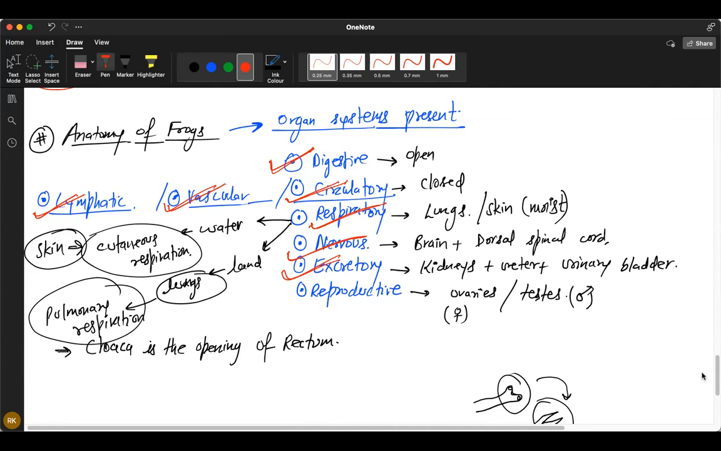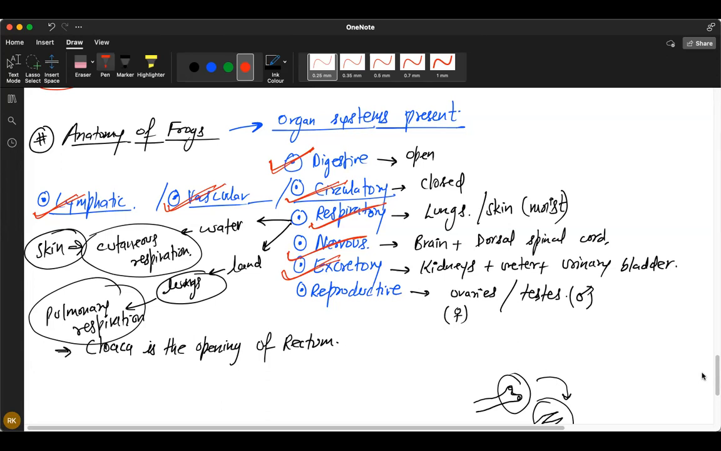Okay, so from the rectum, from the urinary bladder, and from the testes, the ducts come together and meet at the cloaca, and then the cloacal aperture is the exit. Clear, everyone? Perfect.